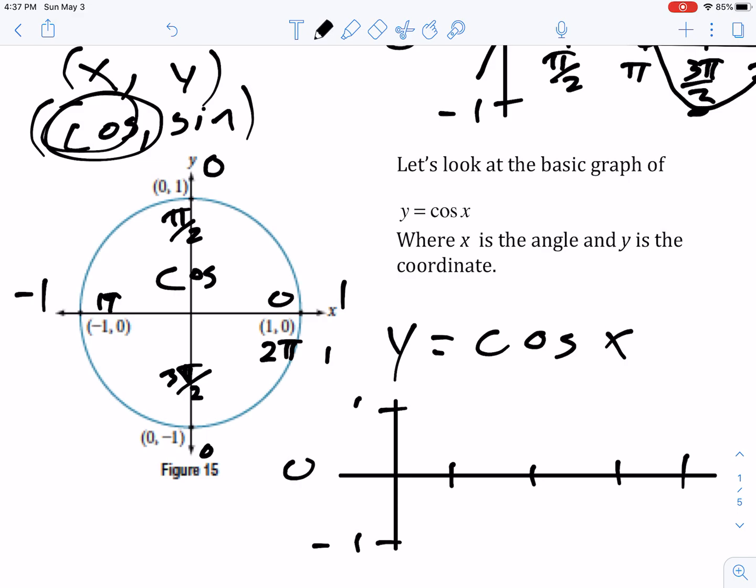Our cosine, the x value, the angle was 0, and the coordinate for cosine is 1. So we're going to start up here. At angle 0, we're at 1. Now at pi over 2, we're at 0. At pi, we're at negative 1. At 3 pi over 2, we're back to 0. And then at 2 pi, we're all the way back up to where we started at 1. And that's going to be graphing 1 period from where you started to where you end. So it's going to look like that.